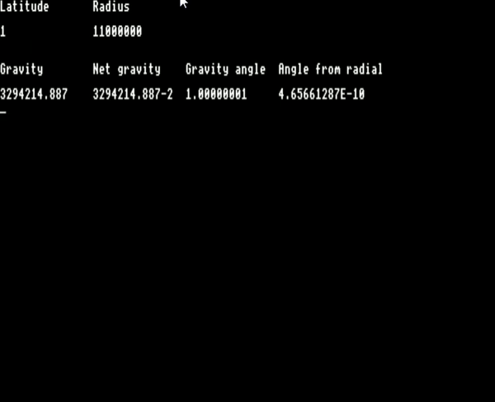I wouldn't worry too much about tenths of a nanodegree. Nobody's going to measure them. The magnitude of gravity is 3294214.887 newtons per kilogram, or meters per second squared. And the net gravity is exactly the same because, to 10 significant figures, that centripetal acceleration part just doesn't show up.